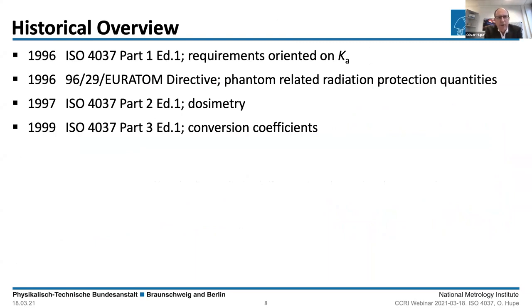Having a look at the history: part one, when the requirements were set for the reference fields, was oriented on air kerma. In '96, the Euratom directive came up with the phantom-related radiation protection quantities, so that was a big change. In '97, part 2 with dosimetry was published. In '99, part 3 with the conversion coefficients was published to cover this Euratom directive and include the conversion coefficients.